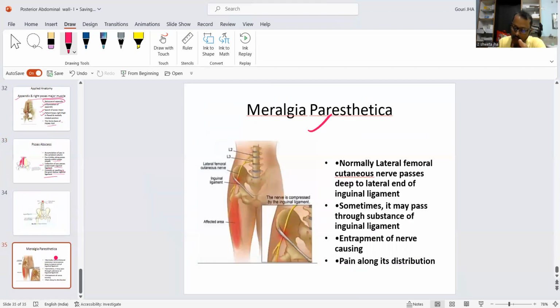Now finally, the last topic or last slide of today's topic is Meralgia Paresthetica. This is nothing but the lateral cutaneous nerve, since it passes deep to the inguinal ligament. Normally it passes below the inguinal ligament, but sometimes it may pass through the substance of the inguinal ligament, and it may get entrapped, causing pain along its distribution. This is the reason it causes altered sensation. So this is all about today's topic. Thank you.